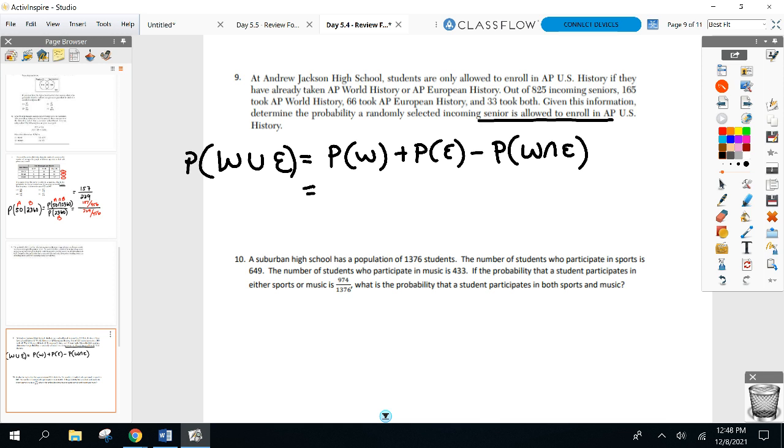Out of 825. 165 out of 825. Plus European. 66 out of 825. Everybody's good? Minus World and European. 33 out of 825. And then we're on our way, huh?